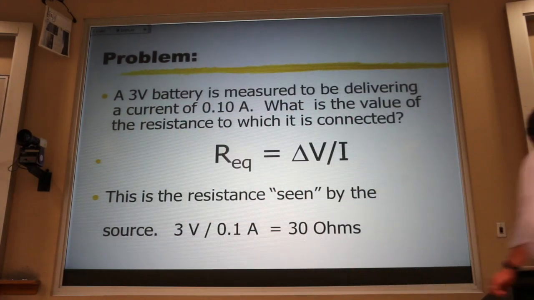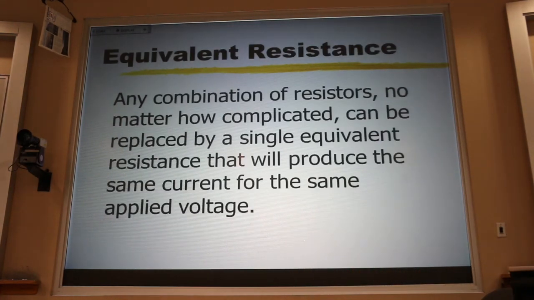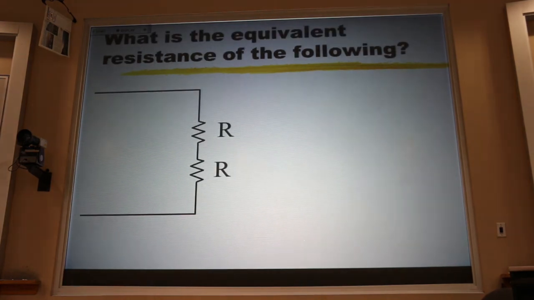Now, the simplest way we can add resistors, I forgot about this summary slide. Any combination of resistors, no matter how complicated, can always be replaced by a single equivalent resistance that will produce the same current through the battery. That makes sense? Okay, now we can talk about the simplest case, and that's the case when we're adding things in series.